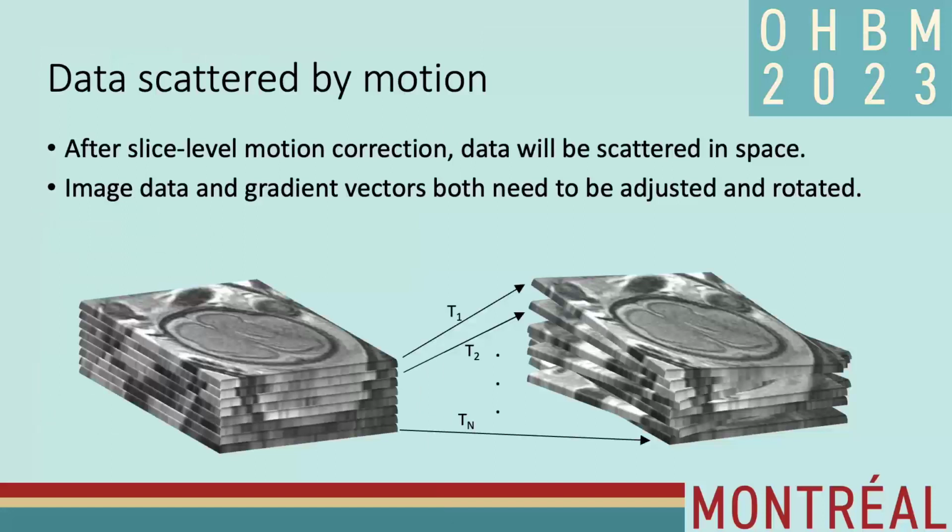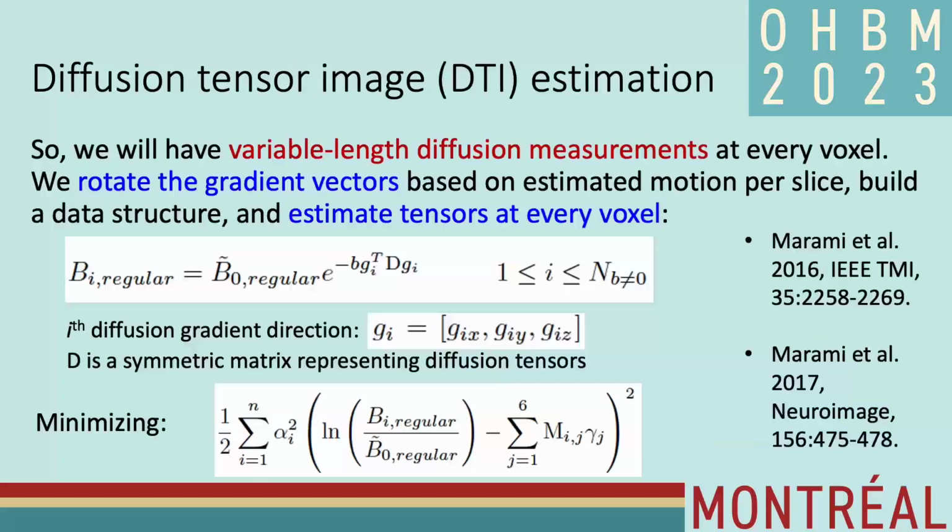However, after slice level motion correction, data is scattered into this space. The problem cannot be easily solved through resampling on a regular lattice. We used a forward model and inverse problem approach, in which image data and gradient vectors were both adjusted and rotated to compensate for the motion at every slice. So in this approach, we end up with building a data structure with variable length diffusion measurements per voxel.